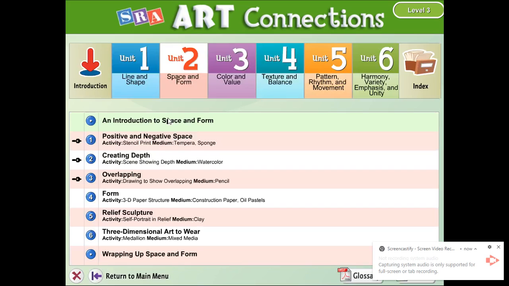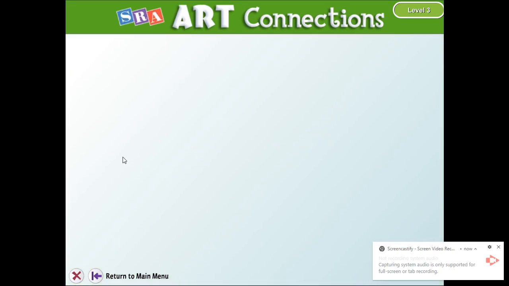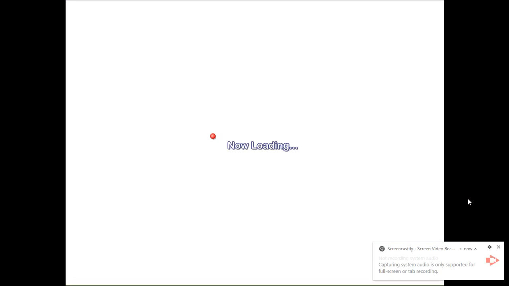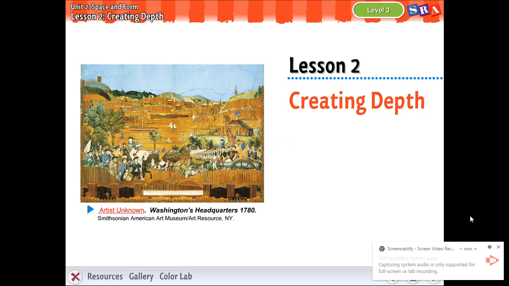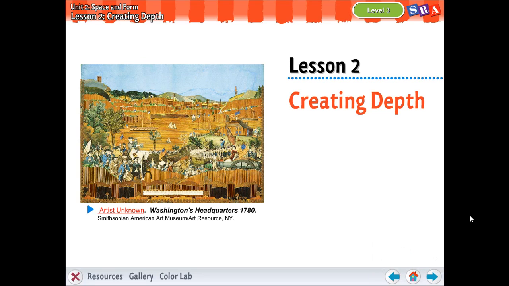Okay, we're in Unit 2, Lesson 2. We talked about positive and negative shape last time, and so now we're going to be talking about creating depth. Lesson 2, Creating Depth.